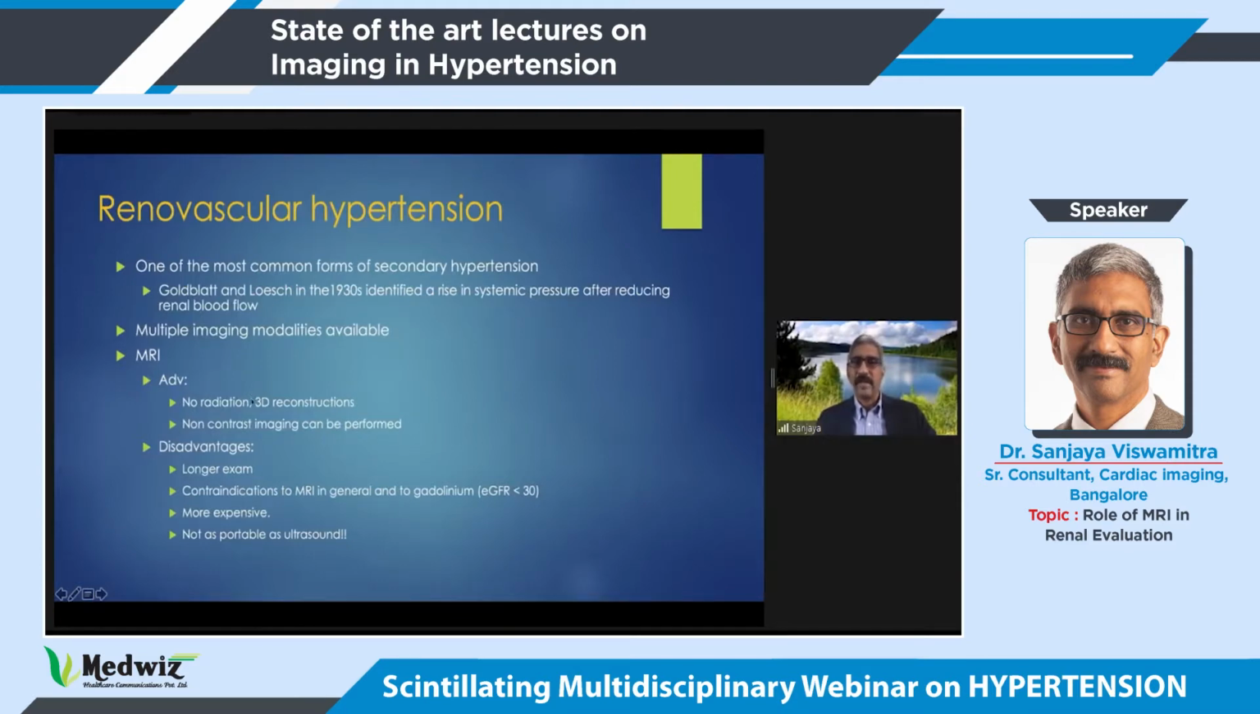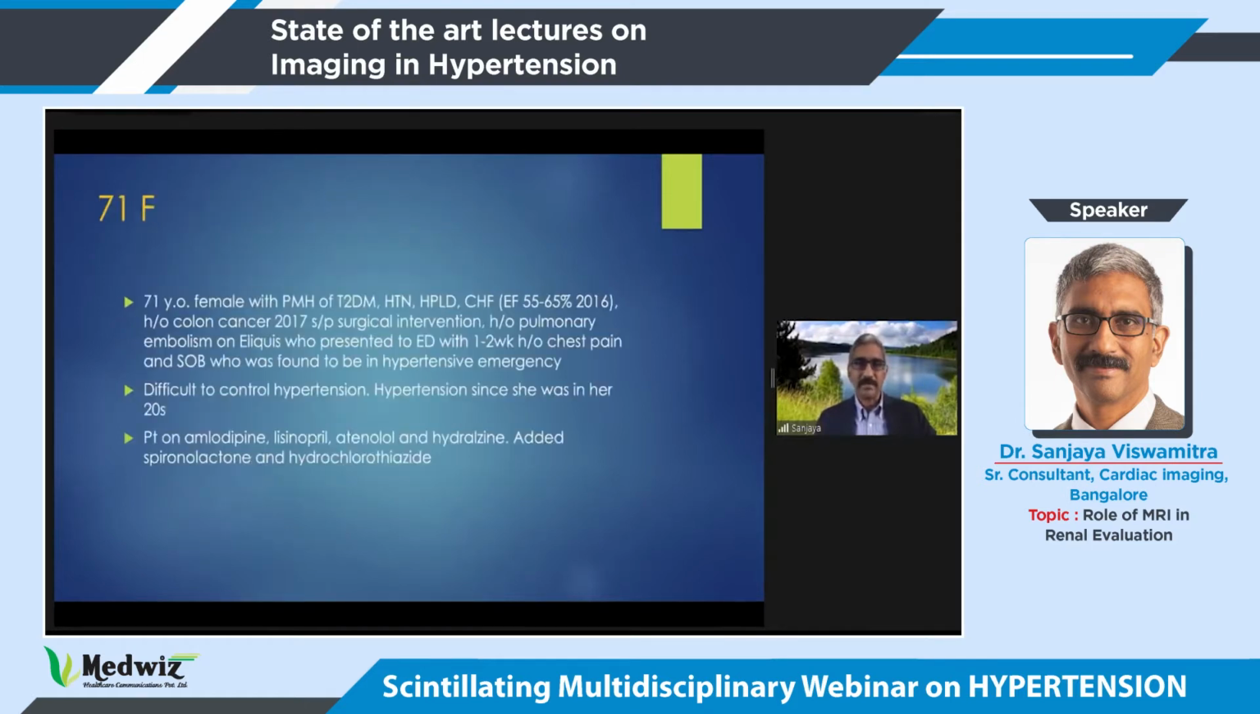MRI has no radiation, gives you good 3D reconstructions. Non-contrast imaging is an option for those with poor renal function. Disadvantages, of course, is that it takes longer examination. There are certain contraindications to MRI as well. It's more expensive and certainly not as portable as ultrasound.